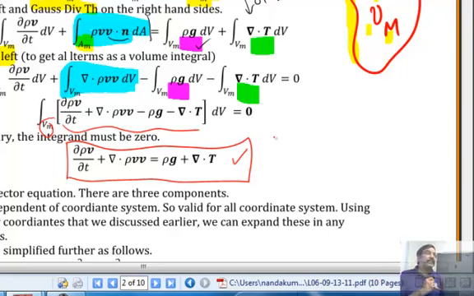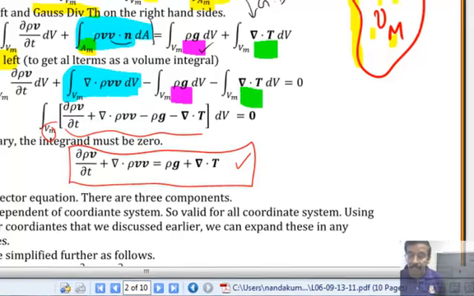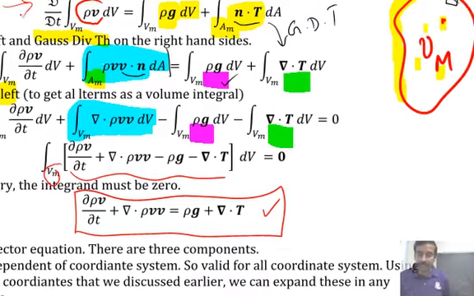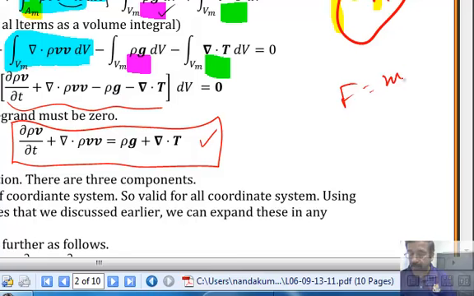This is a vector equation. From the beginning, when we started in this place, this is a vector equation. Any force balance equation must be a vector equation, right? When I write F equals ma, acceleration has direction, force has direction.